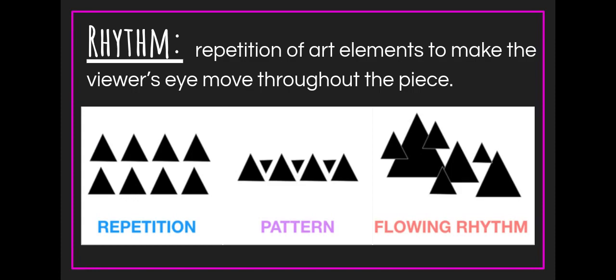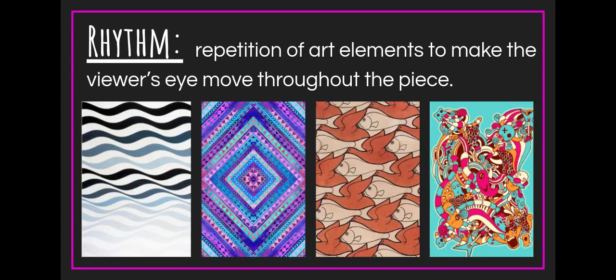And then rhythm is having a line, shape, color, or whatever art element repeated in a way that your eyes move, either across to the left, or up and down to a specific spot. We're going to talk about a couple of visual examples right here. These are four different types of examples of rhythm.